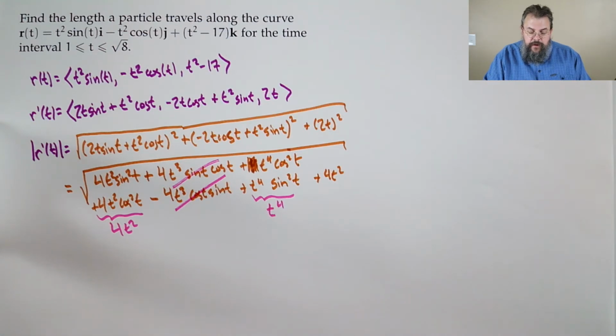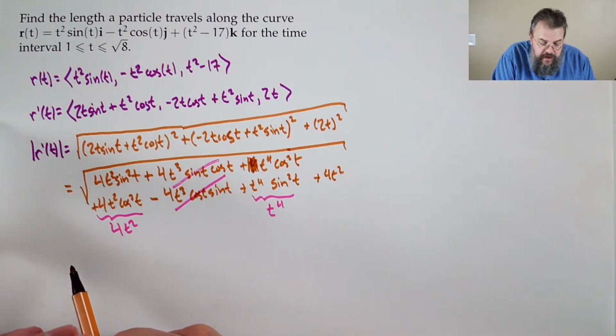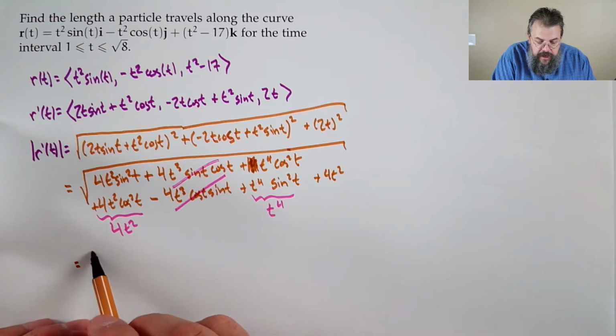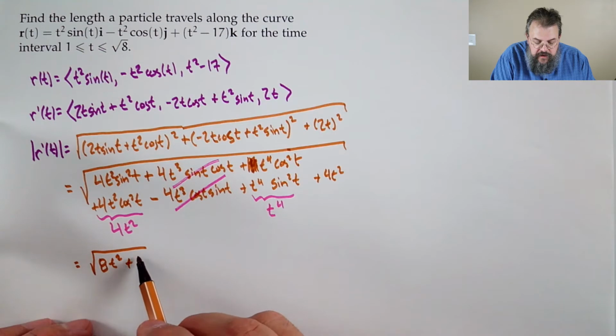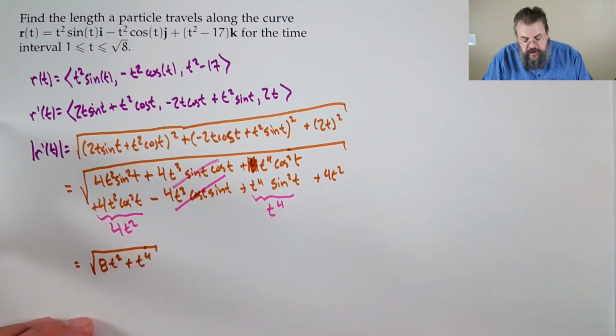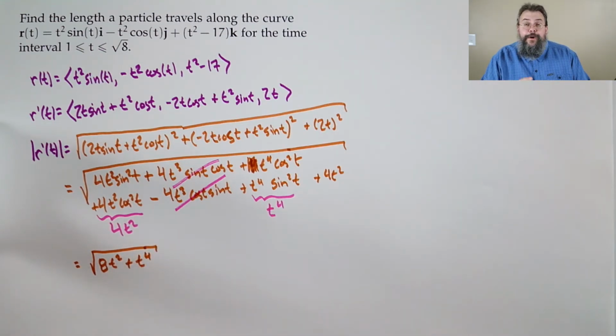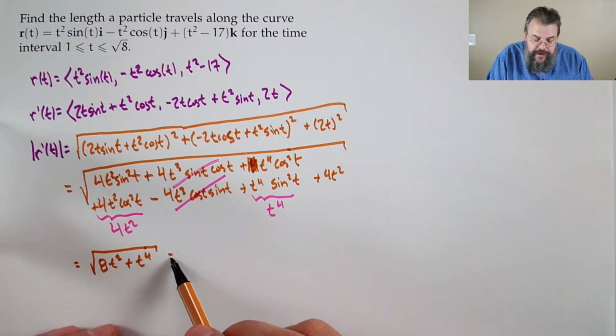And so, what do we have? We have a 4t squared, a t to the fourth, and another 4t squared. So if we put that all together, we get the square root of 8t squared plus t to the fourth. Okay, that's fine. We can do something here. They have something in common, t squared. Let's go ahead and pull it out. Now, what's the square root of t squared? Well, you should be careful.